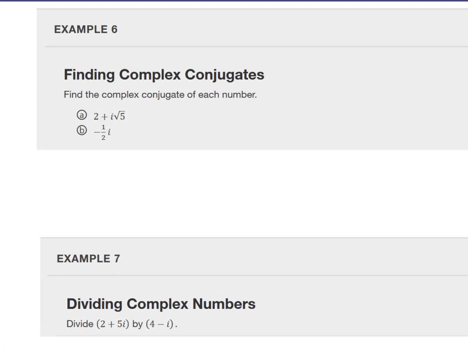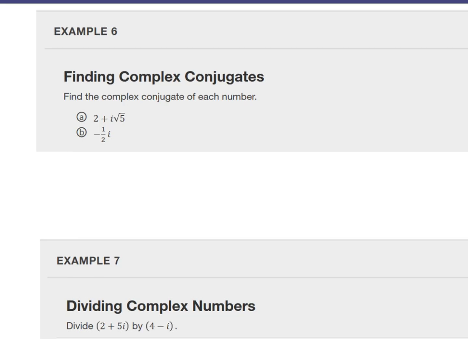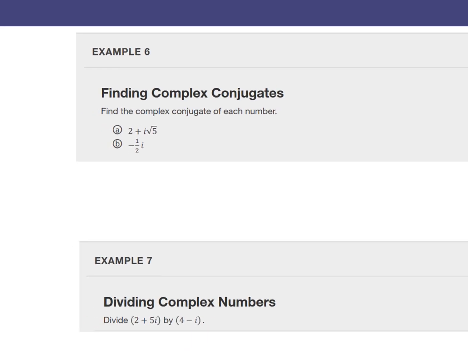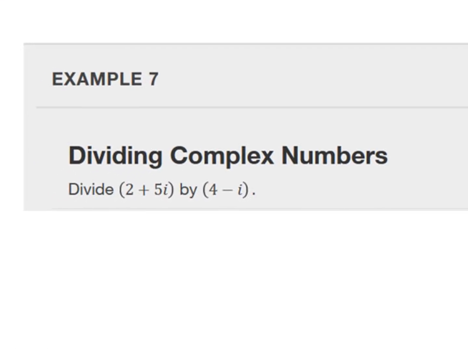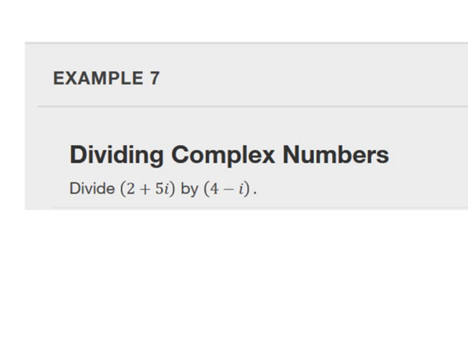If I repeated that for some odd reason, I'm not sure. Was that the example we had just done? Example 7. Dividing. So here's the problem. It really looks like this: 2 plus 5i, all divided by 4 minus i.